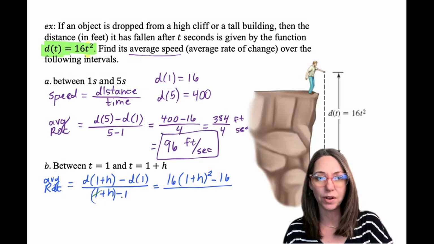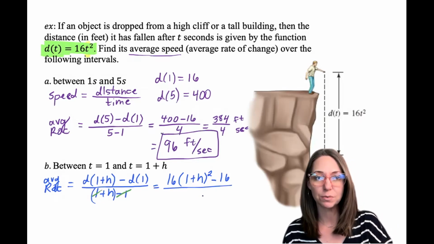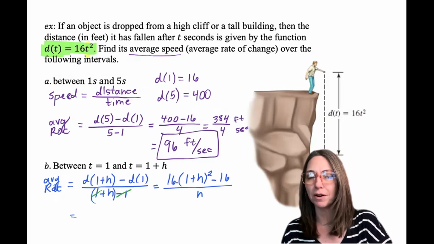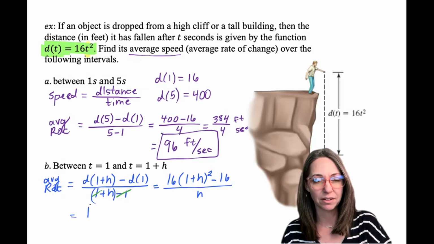But yeah, that one will cancel with that one, leaving us with just h in that denominator. All right, we want to simplify it. Now, we could multiply everything out, multiply it all by 16, but I think it'll be easier to just factor the 16 out. That will make the computations a tad bit easier.